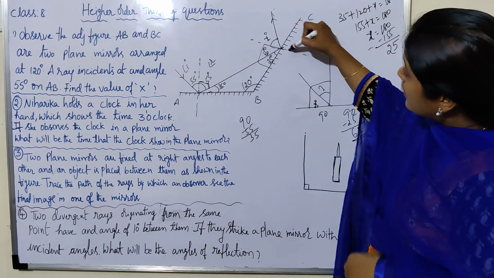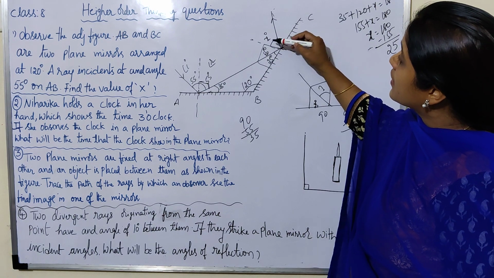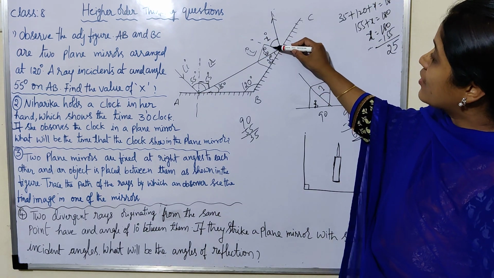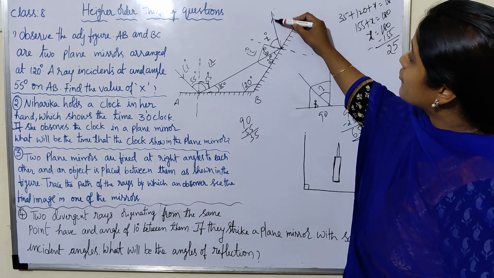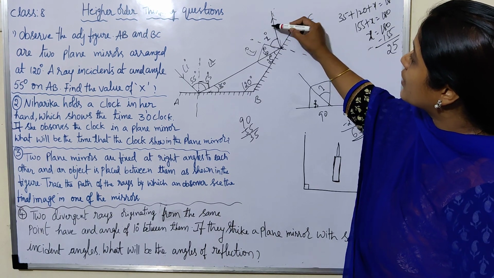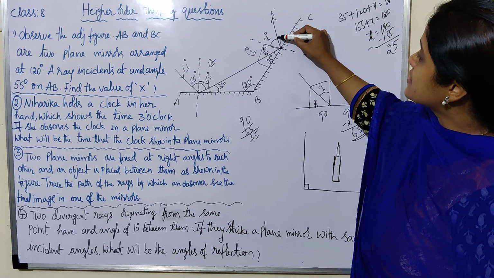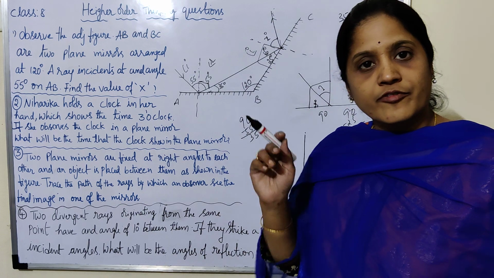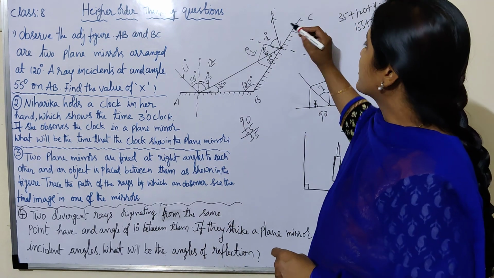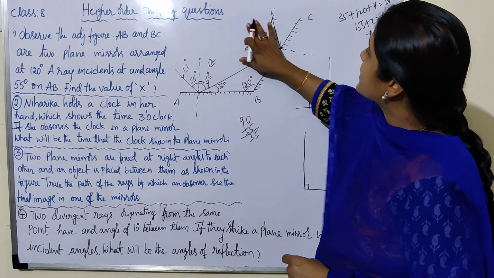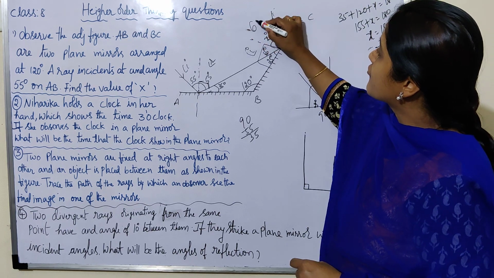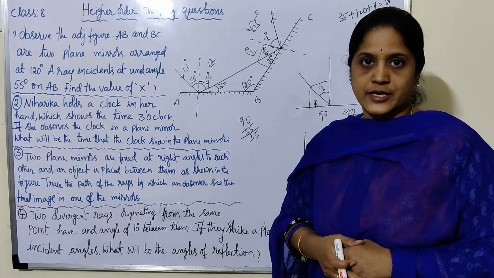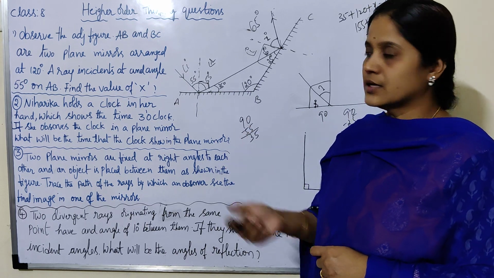And this is the normal. Normal means this is the angle of incident. If it is the angle of incident, this is the reflected ray. So the angle between the normal and the reflected ray is this angle. If the angle of incident is 65 degrees, the angle of reflection is also 65 degrees. So here the angle x value is 65 degrees. I hope you have understood. Okay, clear? Next.